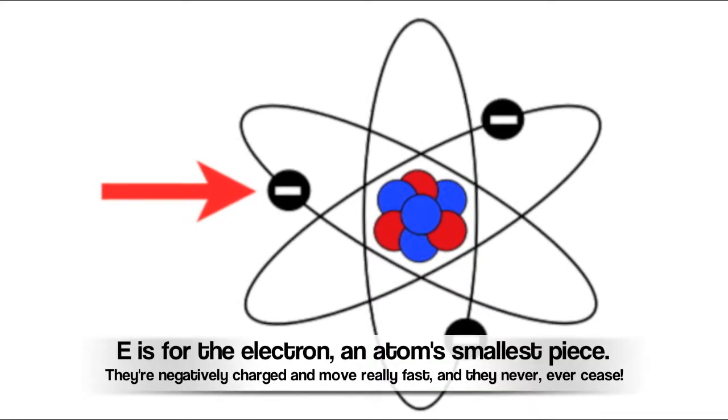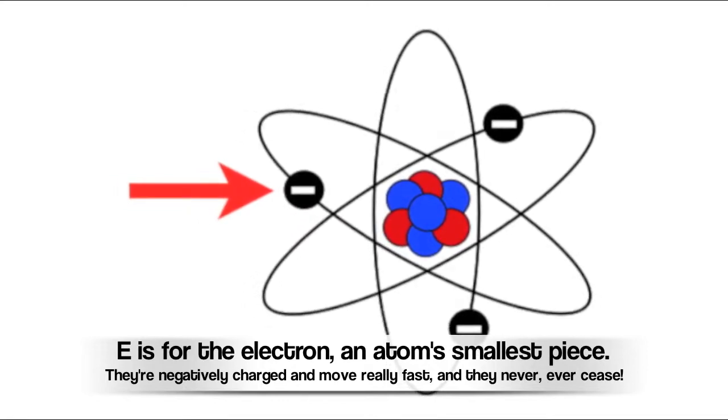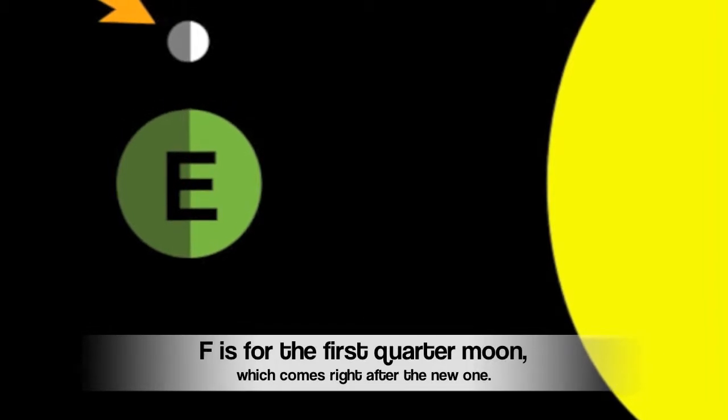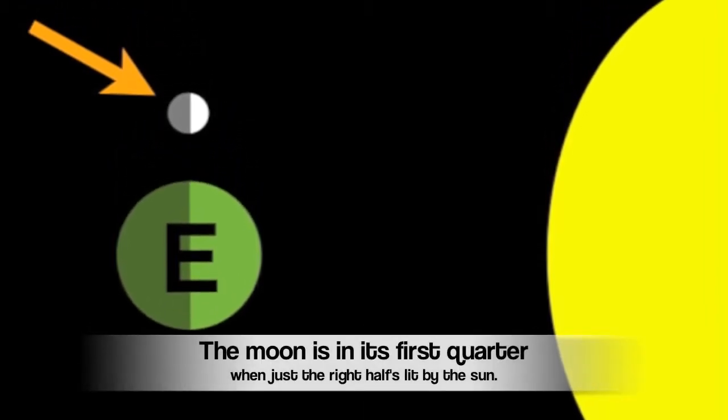E is for the electron, an atom's smallest piece. They're negatively charged and move really fast, and they never ever cease. F is for the first quarter moon, which comes right after the new one. The moon is in its first quarter when just the right half slipped by the sun.